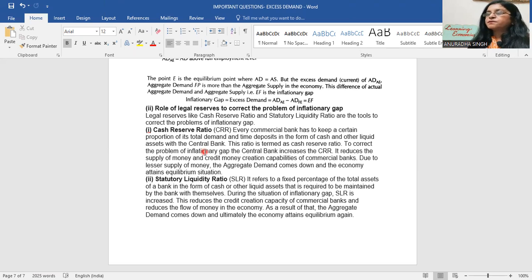So statutory liquidity ratio is also fixed by RBI only, and RBI decides what portion of the total deposits has to be invested in liquid assets as well as securities. So when the bank invests that money, then the bank also gets earnings through it, and that earning is necessary for meeting the expenses of the bank, because the bank also has expenses.